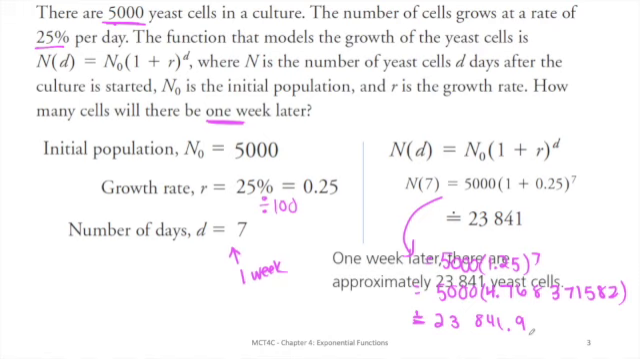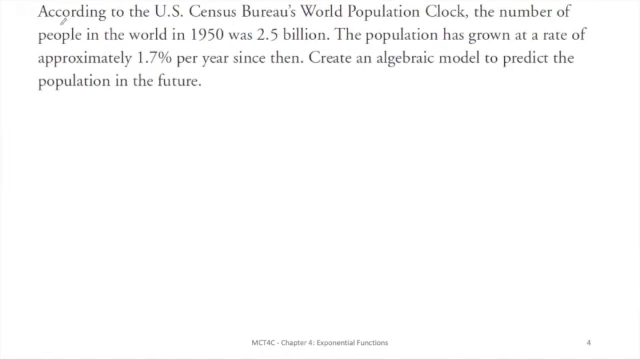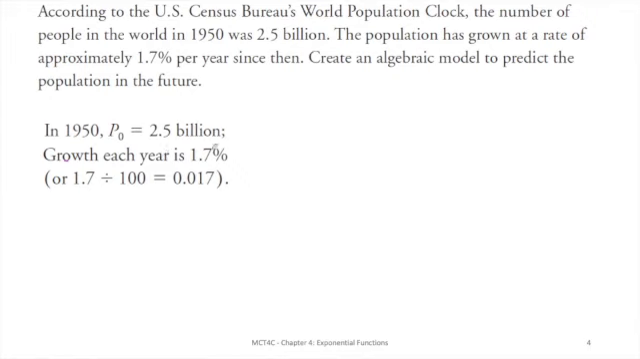Another example here. According to the U.S. Census Bureau's World Population Clock, the number of people in the world in 1950 was 2.5 billion. The population has grown at a rate of approximately 1.7% per year. Create an algebraic model to predict the population in the future. You know that your initial population at 1950 was 2.5 billion, and that we're growing each year by 1.7%. So divide by 100, so 0.017.